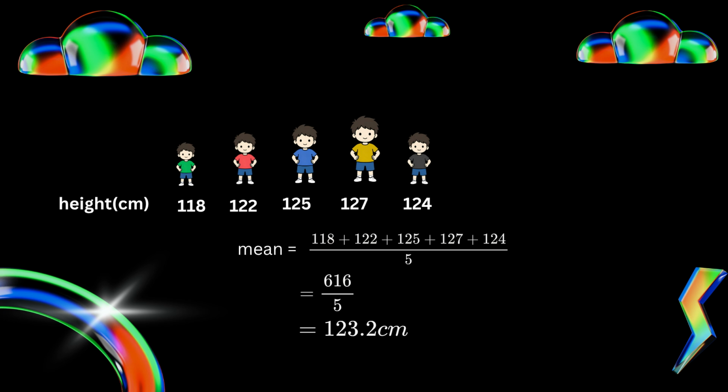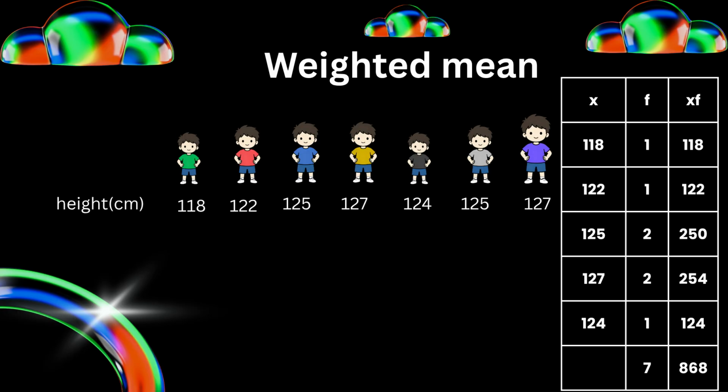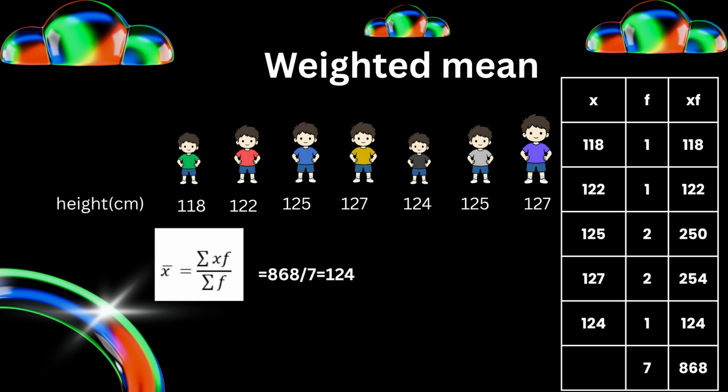Now let us calculate mean using a frequency table, that is the weighted average. Here each value has a frequency. So instead of adding the values directly, we multiply each value by its frequency. Then add all the products. The total of all values is 868 and the total frequency is 7. So the mean is 868 divided by 7, which is equal to 124.